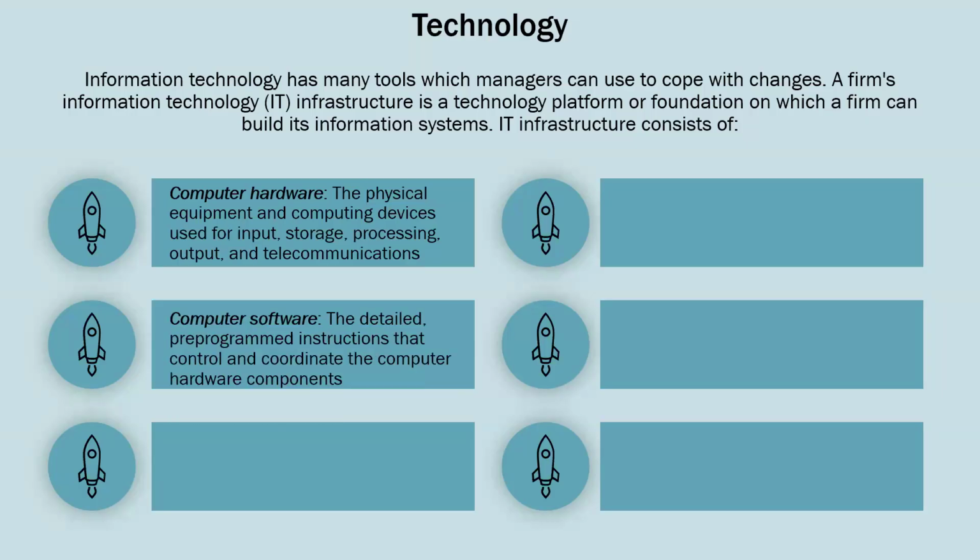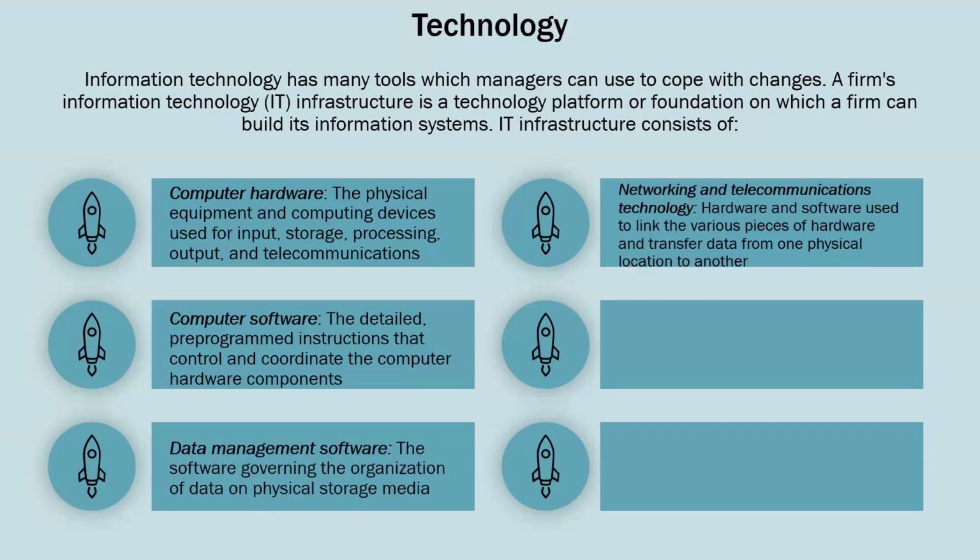Then you've got computer software. Even if an information system is software, it might also rely on other software, right? Computer software consists of detailed pre-programmed instructions that control and coordinate the computer hardware components. Then there's data management software, which governs the organization of data in a physical storage medium. Then you've got networking and telecommunications technology. So this is your internet, basically. This is the hardware and software used to link various pieces of hardware and transfer data from one physical location to another.